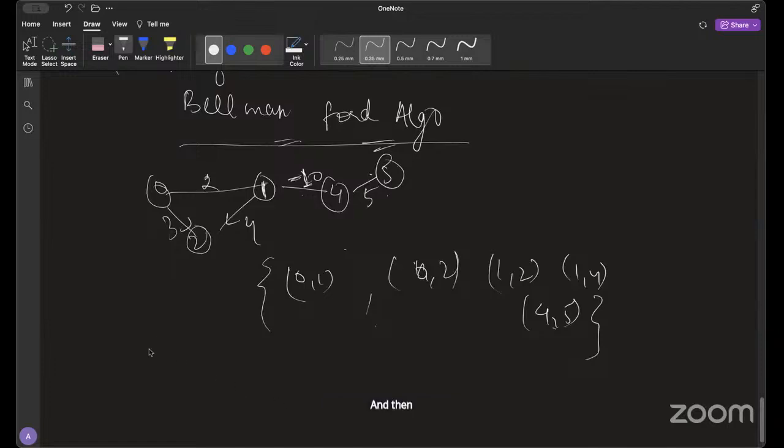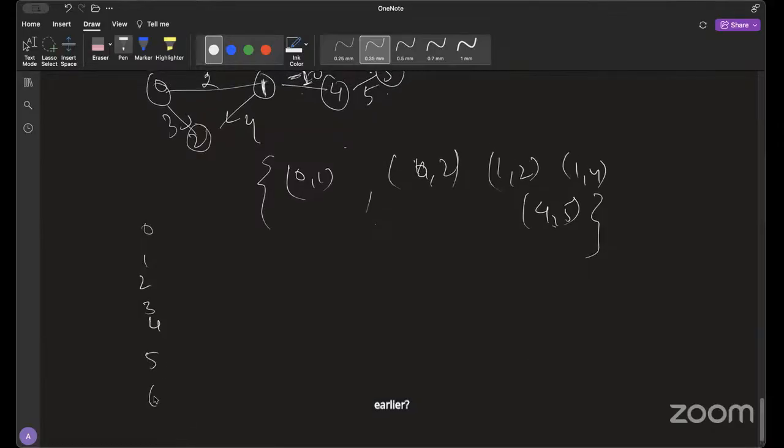and then you draw the table again. This table is different from what we did earlier. You don't actually need a table for this one.